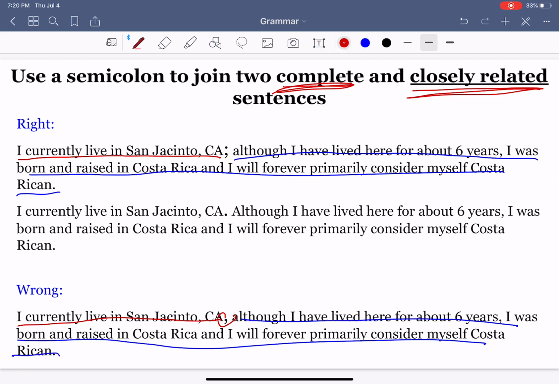And you cannot separate 2 complete thoughts with a comma because it just seems way too long. It's a run-on sentence. It doesn't make sense because there's two complete thoughts that have to be separated.